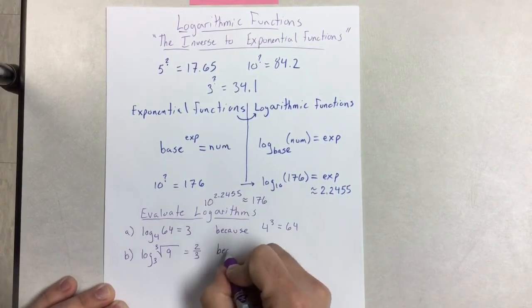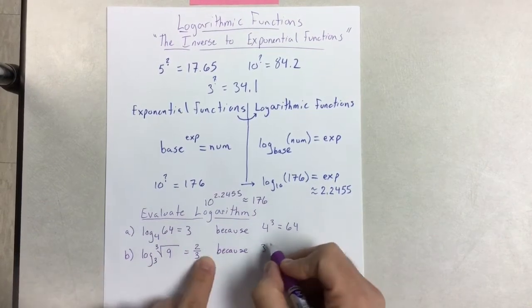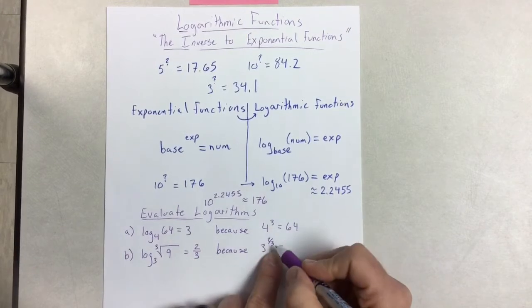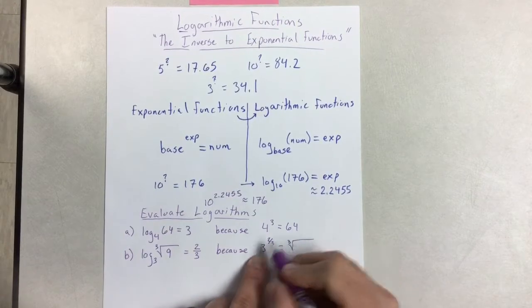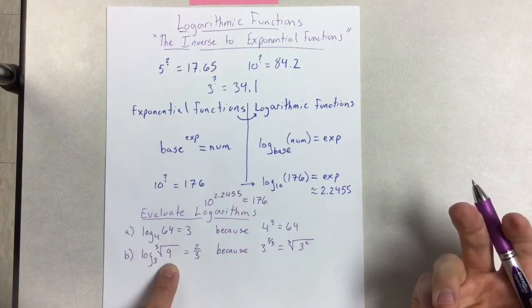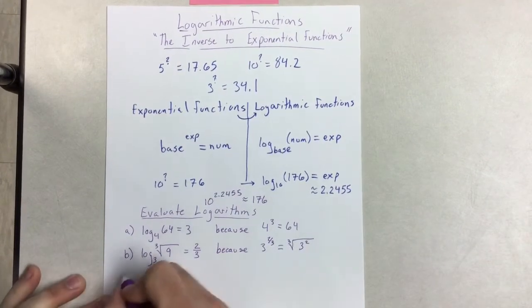Because if I raise 3, our base, to 2/3, we've seen how the denominator appears as a radical, and we have 3 squared, which is 9. So base, exponent, number.